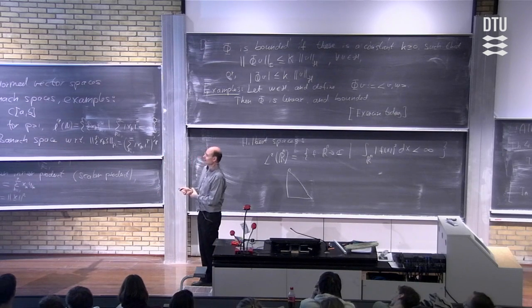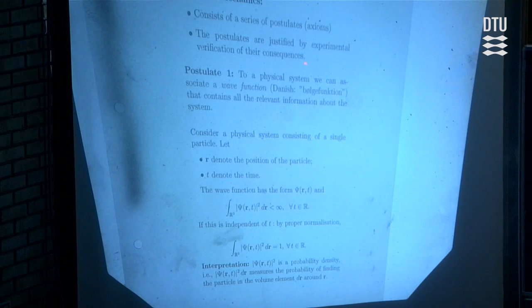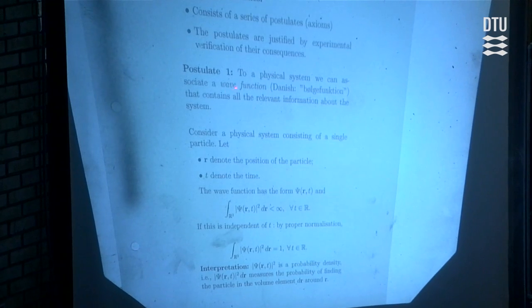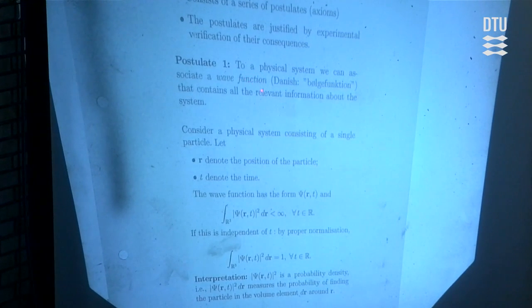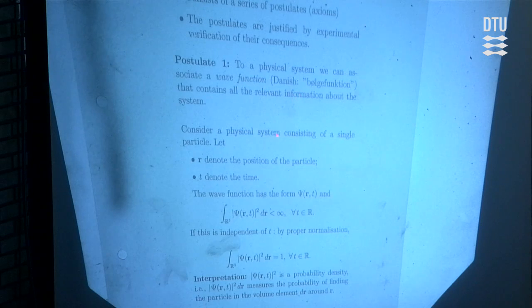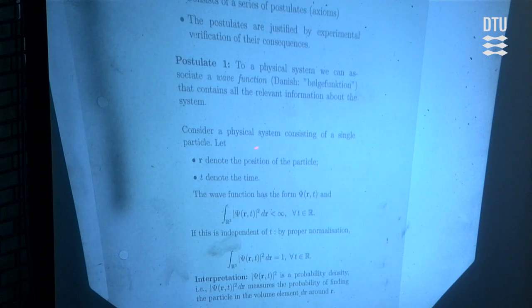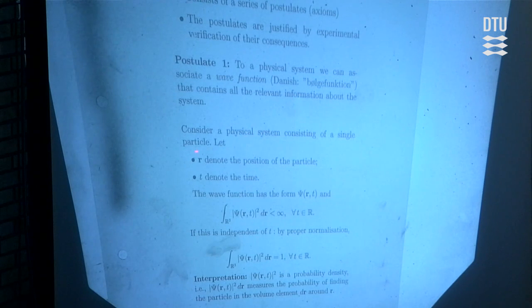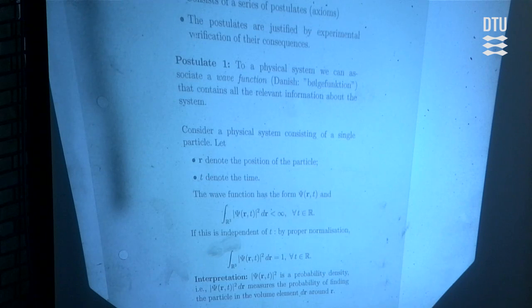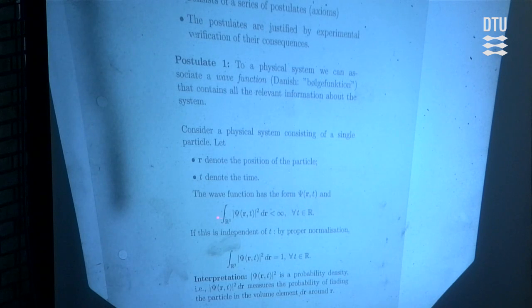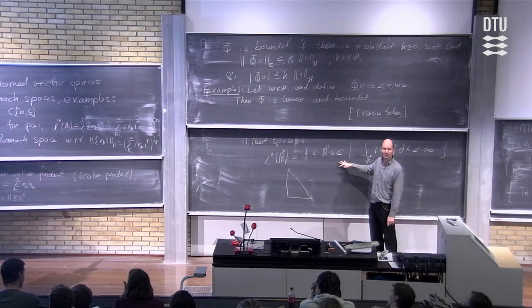The first of these postulates, the first of these axioms, says that to any physical system we can associate a so-called wave function that gives us all the information about the system. So what we'll consider is just a physical system that consists of just one particle that moves around. And then we will let r denote the position, we let t denote the time, and then it turns out that this wave function that contains all the information about the system is a function of the position and the time, and the function satisfies this condition. So the question is, is this something we know, this condition? Yes, this exactly means that we are in the framework of this Hilbert space.